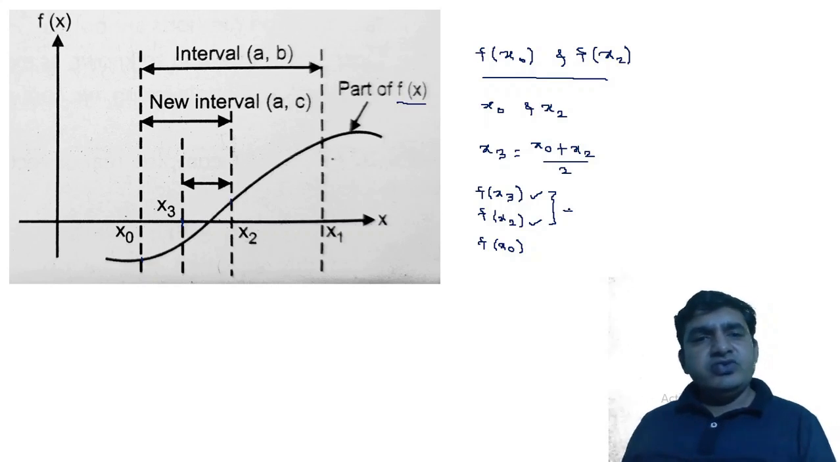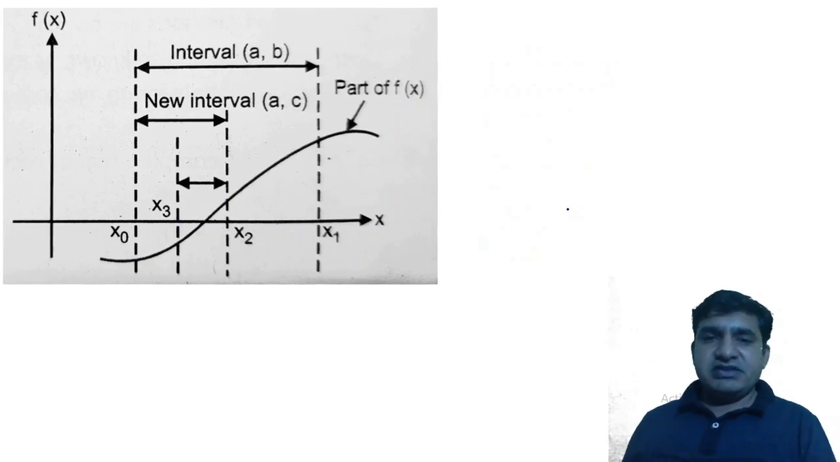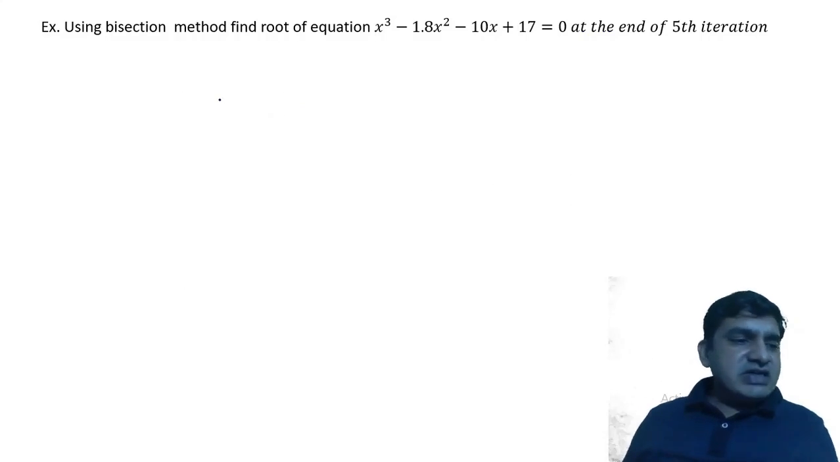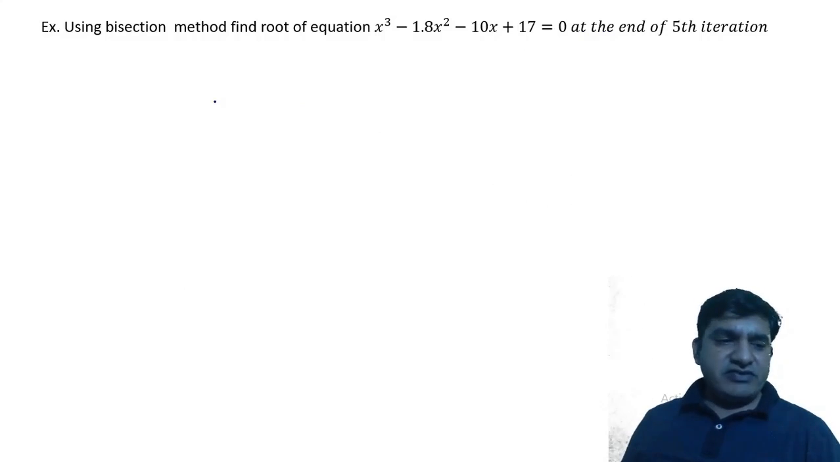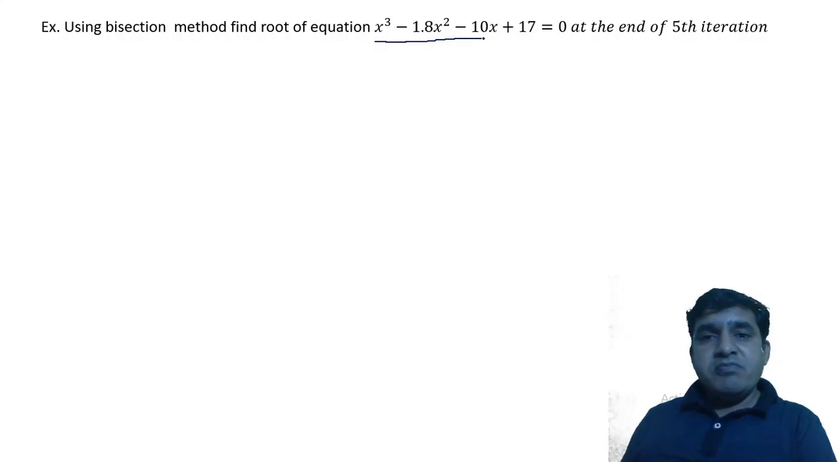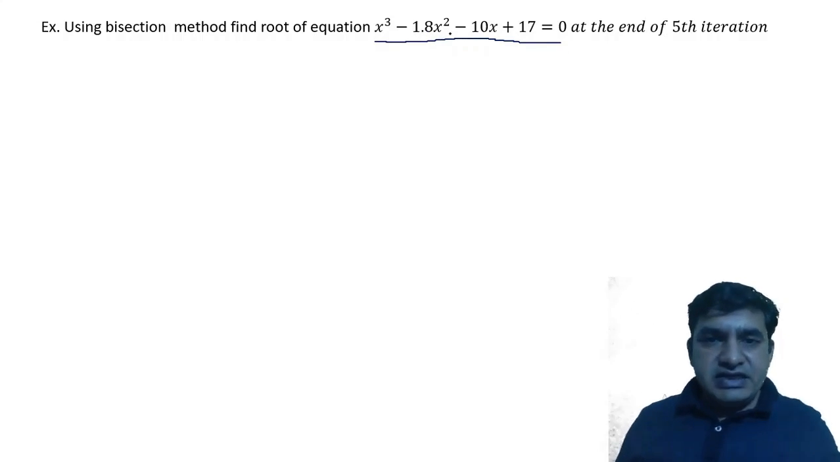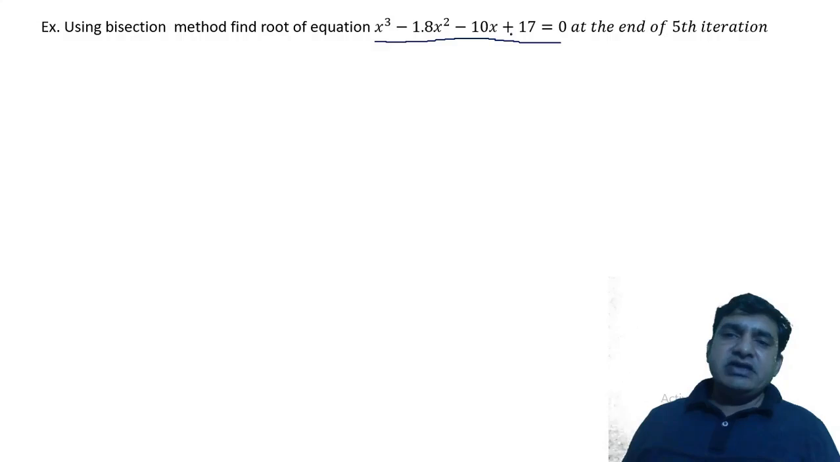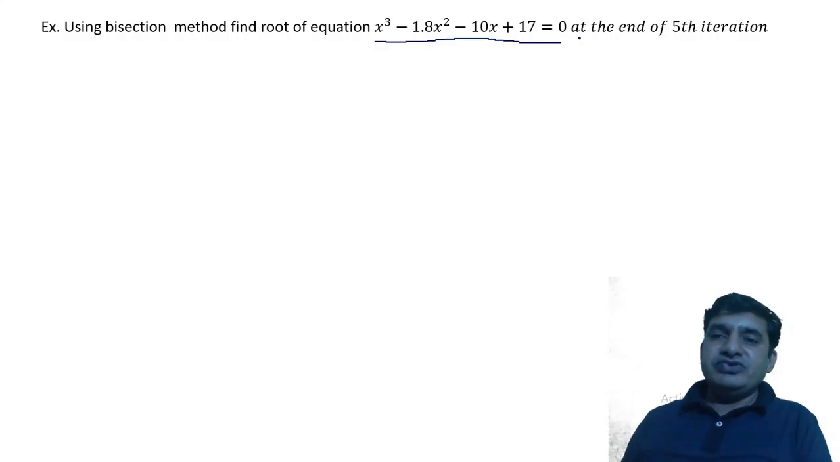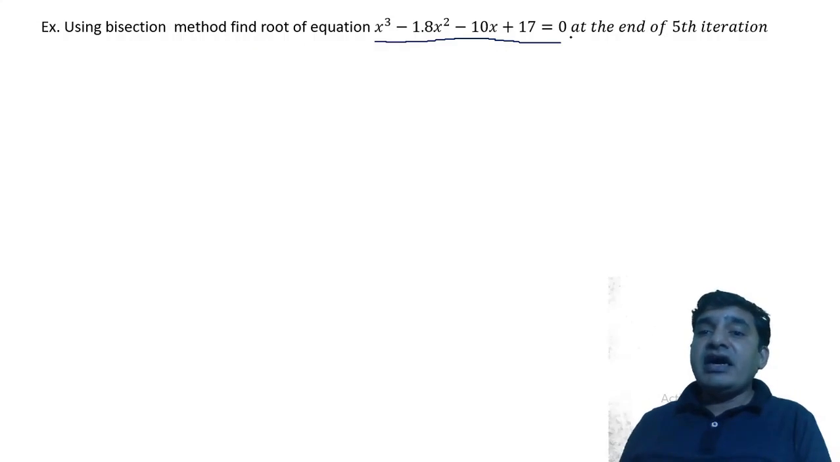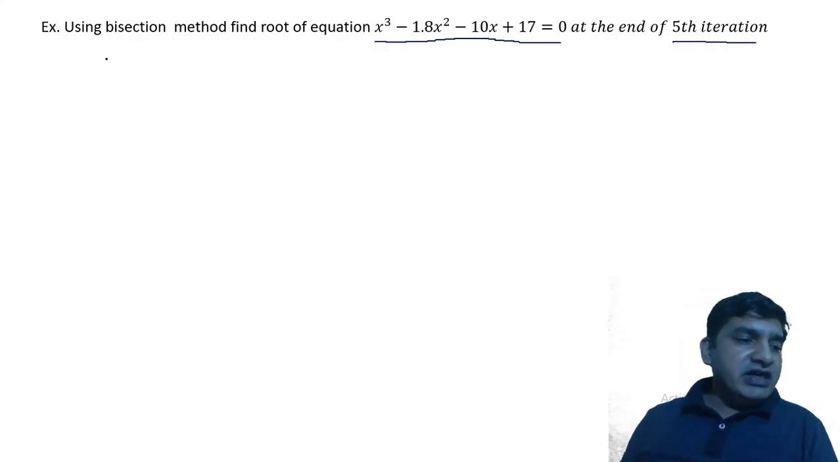Now we have to see the numericals of this bisection method. Consider that the function is given, and that function f of x is equal to x cube minus 1.8 x square minus 10x plus 17, equal to 0. Using the bisection method, we have to find the root of this equation at the end of the fifth iteration.